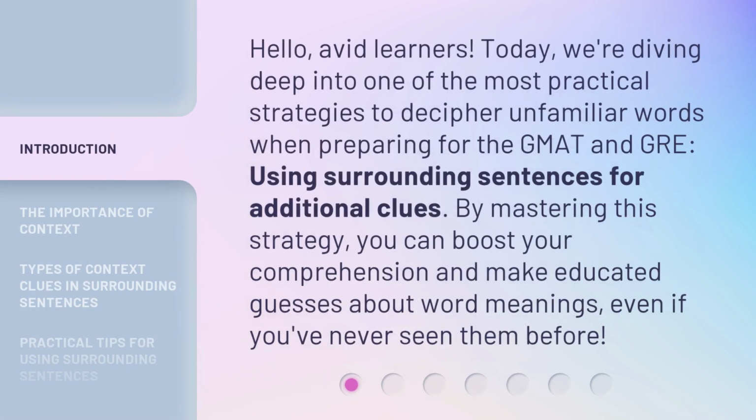Hello, avid learners. Today, we're diving deep into one of the most practical strategies to decipher unfamiliar words when preparing for the GMAT and GRE. Using surrounding sentences for additional clues. By mastering this strategy, you can boost your comprehension and make educated guesses about word meanings, even if you've never seen them before.